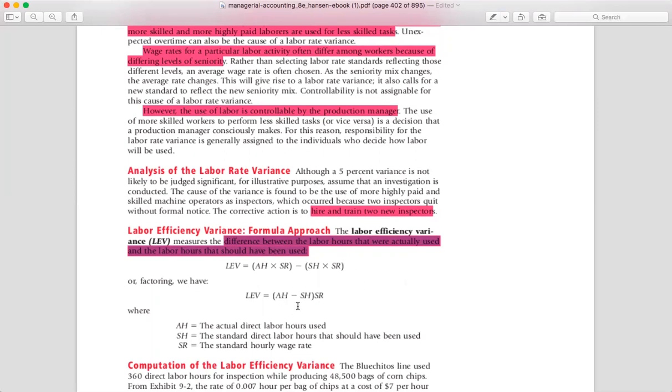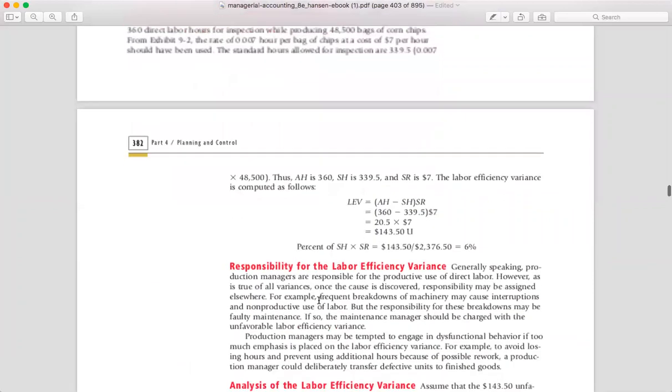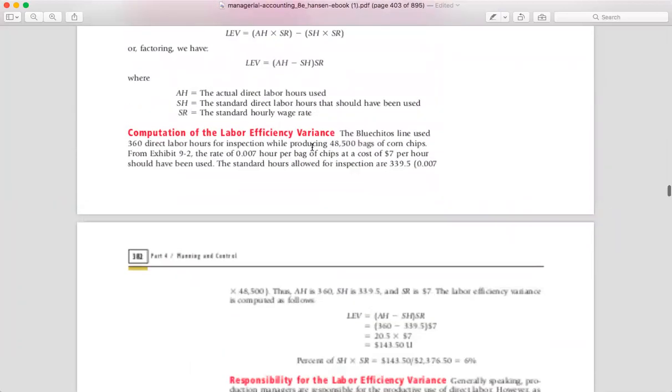Or the formula we have is like this: the actual hours minus the standard hours, times the standard rate. So what does actual hours mean? The actual direct labor hours used. And the standard is the standard direct labor hours, and the standard hourly wage rate. So the computation is like this. The blue Cheetos line used 360 direct labor hours for inspection while producing this amount. The rate of this amount, at a cost of 7 per hour.